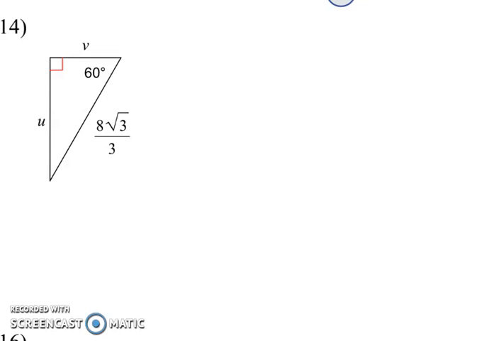In number 14, we've got a special right triangle. This happens to be a 30, 60, 90 degree triangle. And with that kind of triangle, there's two equations that we can use that'll help us solve for other sides. And these equations compare the side lengths. The first one says that the hypotenuse is the same as the shorter leg, except it's doubled. We multiply it by 2.